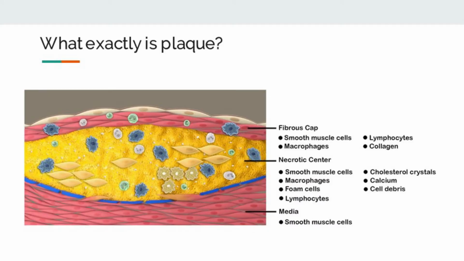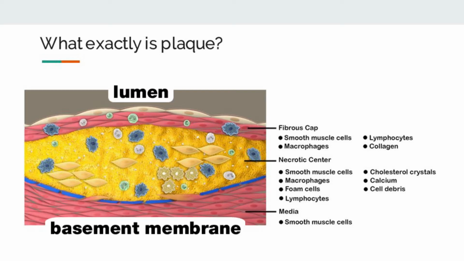So what exactly is plaque? Plaque is the result of years and years of a repeated inflammatory process that begins with cholesterol. Here we see a cross-section of plaque which shows a fibrous cap and the necrotic center. This will be the lumen where blood is flowing, and this will be the basement membrane of the blood vessel. The fibrous cap is made up of smooth muscle cells, macrophages, lymphocytes, and collagen. And the necrotic center is made up of smooth muscle cells, macrophages, foam cells, lymphocytes, cholesterol crystals, calcium, and cell debris. I just think of the necrotic center as fatty junk.